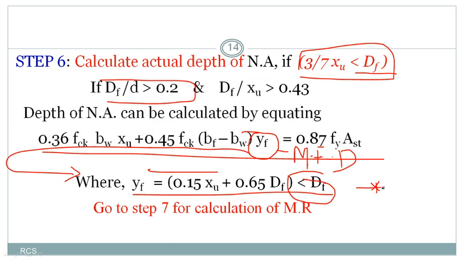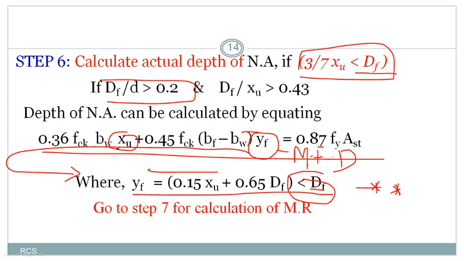The modified depth of flange is always greater than the actual depth of flange, or less than the actual depth of flange, or equal to that, or none? So your YF is always less than the DF. After substituting this YF value in this equation, we can calculate the XU value. Again, this obtained XU value will be compared with XU max.